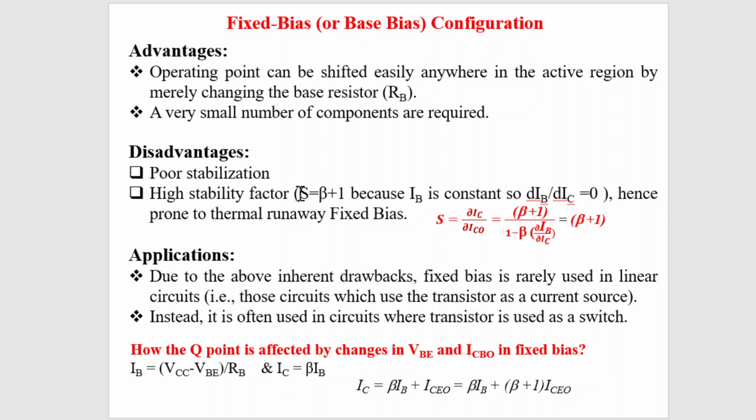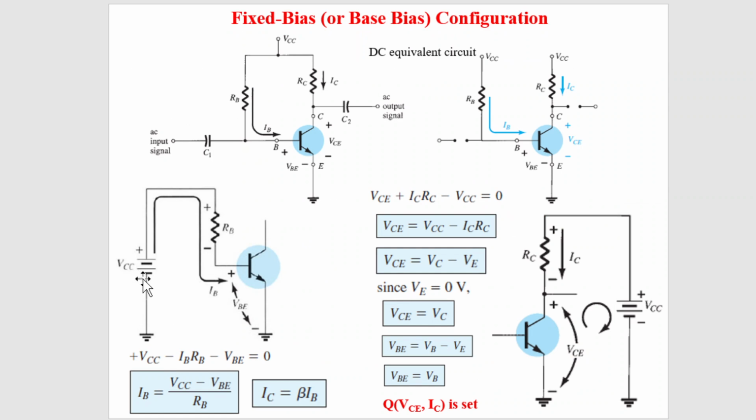So the stability factor, as I discussed in one of my lectures, S for common emitter transistor, that is the change in collector current with respect to change in leakage current, del IC upon del ICO, is equal to beta plus 1 divided by 1 minus beta del IB upon del IC. And for fixed bias configuration, if you see here, this base current IB does not depend upon the collector current. This base current depends only upon the base resistance and VBE, and it does not depend upon the collector current.